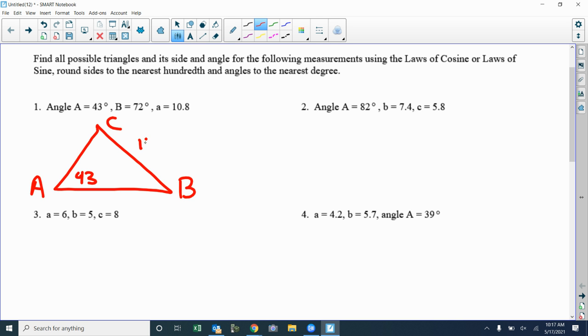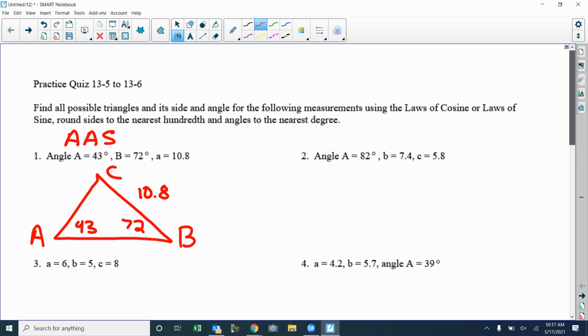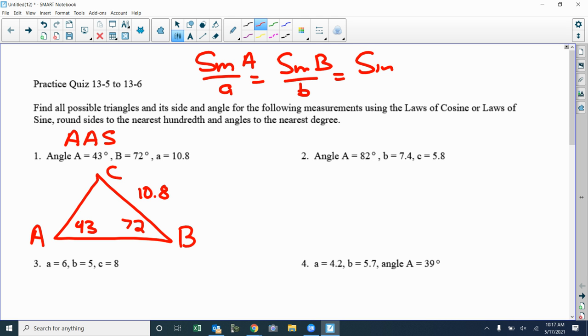43 across from A is 10.8 and B is 72. We all concur that this is an angle side situation, which calls for law of sines. Remember, the law of sines is the following. It is the sine of A over side A, the sine of B over side B, and the sine of C over side C.